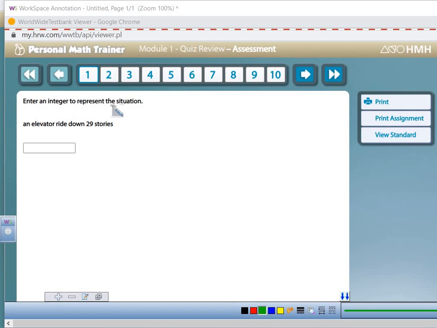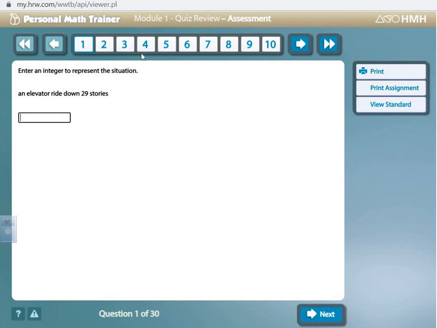Enter an integer to represent the situation. All right, remember when we go down, that would represent a negative situation, right? So we would want to do a negative 29 right there. If we go up, remember, it's positive. If we go down, it's negative. If we go right, it's positive. And if we go left, it's negative, right? If you have a gain, it's positive. If you have a loss, it is negative, right? So those are the kind of things we need to know when we are doing these problems, all right?